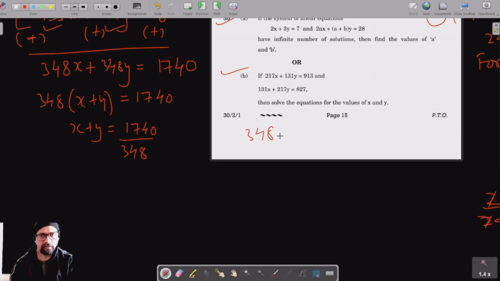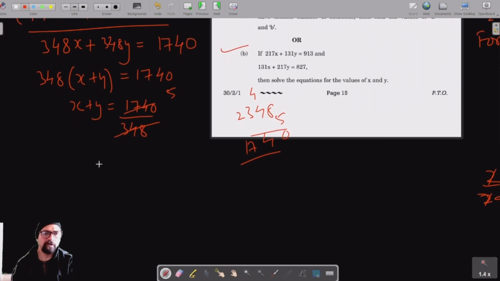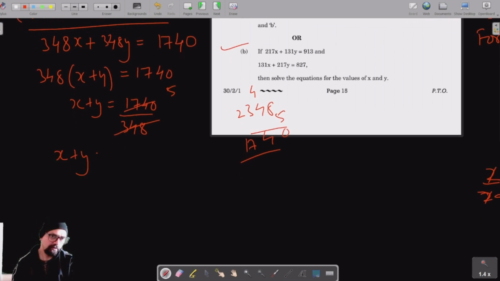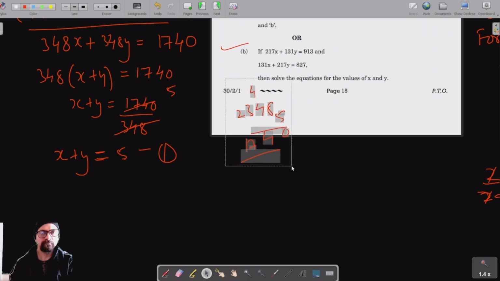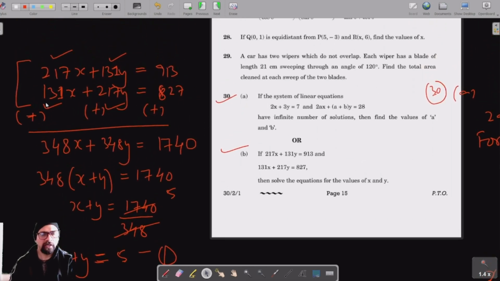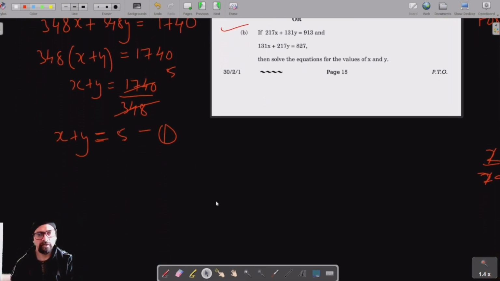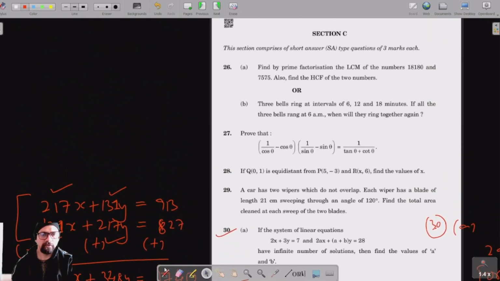Let's try to multiply it by 5. So it's 348 into 5 is 1740, so this gets cancelled with 5. And this equation has been reduced. We have got another equation which is x plus y is equal to 5. Let's say this is equation 1. Okay, so we have added it once. Now we are going to subtract them to get another equation.